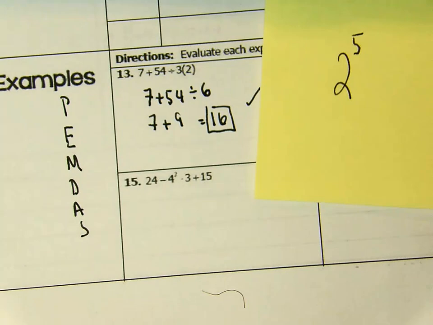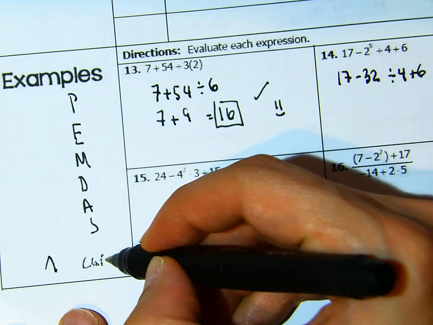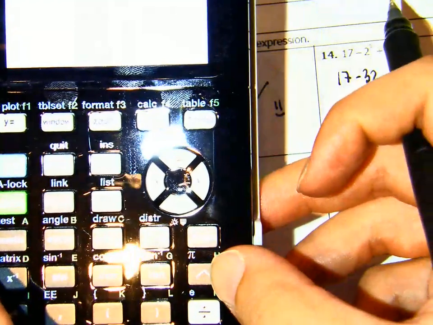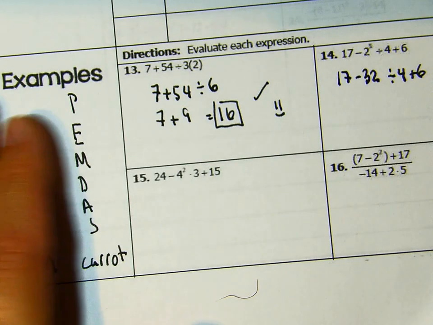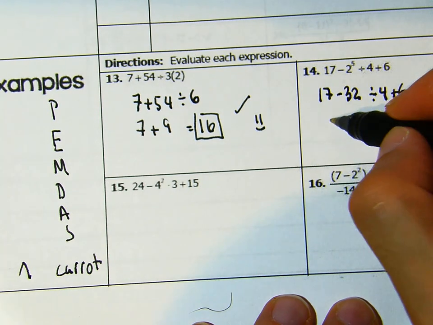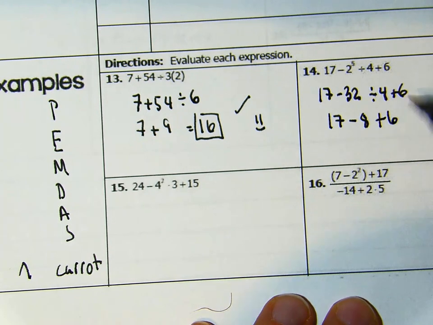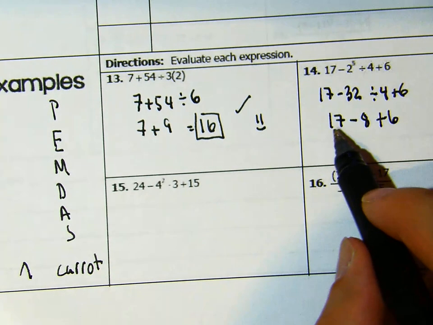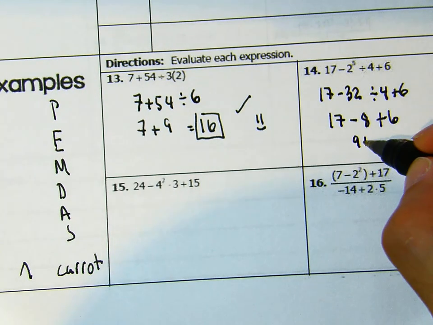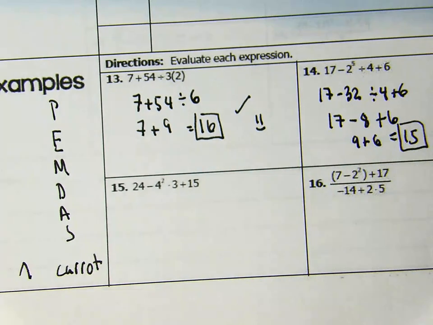So here, what you could write in your notes, right? This caret symbol, the way you say it is a caret. That will help with the exponent with your calculator. You just hit this button over here, okay? So then how do you continue here? Well, let's see. What would I do next? I would divide next. So 17 minus, what's 32 divided by 4? That's 8 plus 6. And then now you can add and subtract from left to right. 17 minus 8 is 9 plus 6 is 15. Muy bien. Very good. Okay.